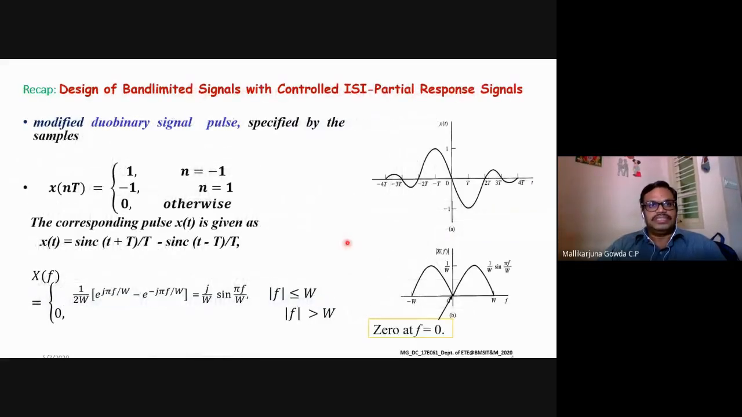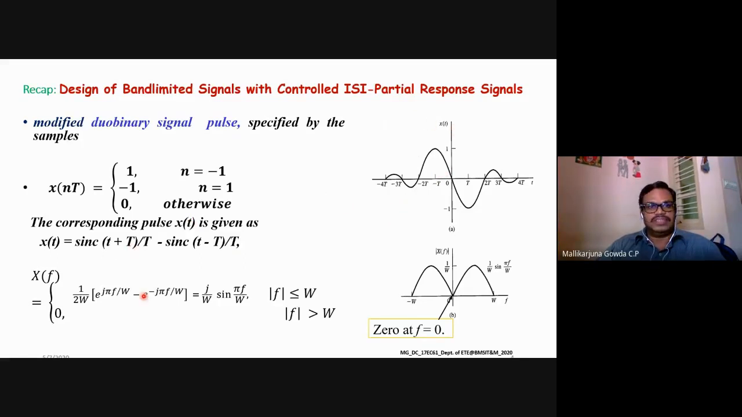The next version of this is the modified duobinary signal pulse. In the modified duobinary signal pulse, I define x of nT with three values. When n is equal to minus 1, I have one sinc function whose amplitude is 1. When n equals 1, I have another sinc function whose magnitude is minus 1. This is another version of the duobinary signal pulse, where I can achieve still better realization of the transmitting and receiving filters. So I can express x of t like this.